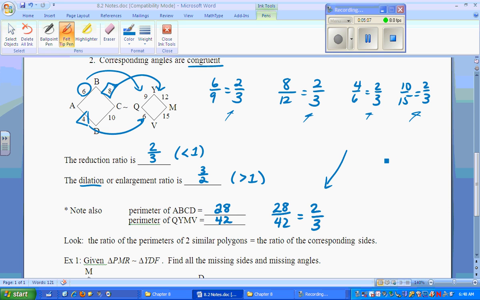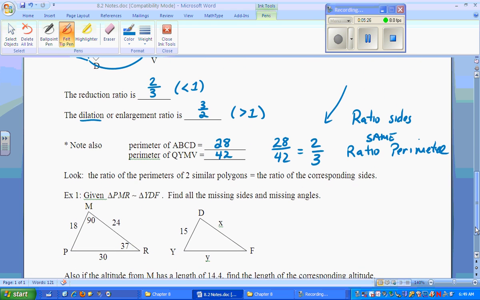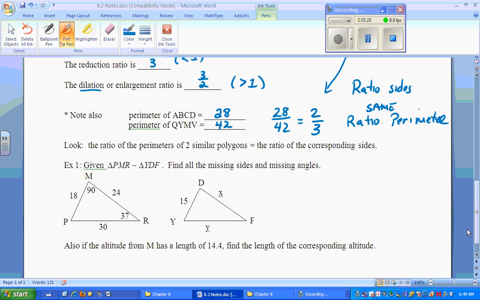Wow, go figure. So the ratio of sides is the same as the ratio of perimeters. This is a fact I ask you to memorize, please. So the ratio of perimeters of two similar polygons is the same as the ratio of corresponding sides.